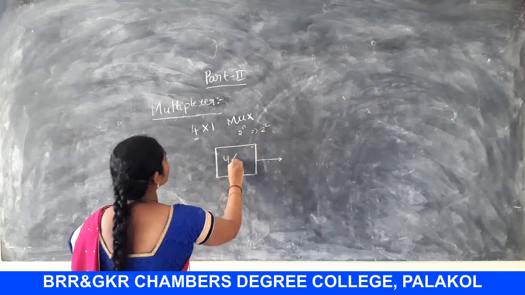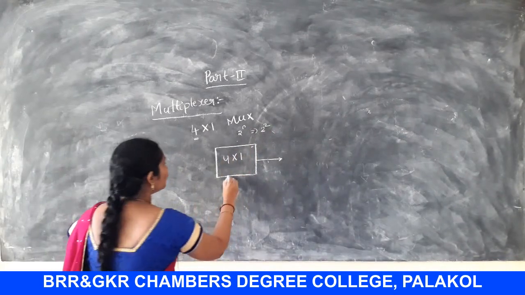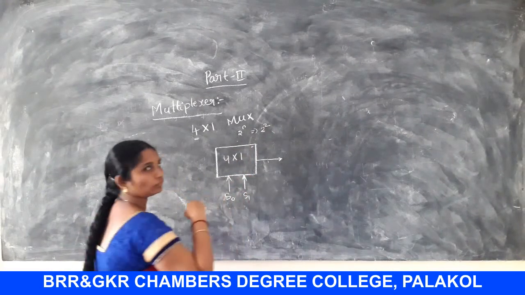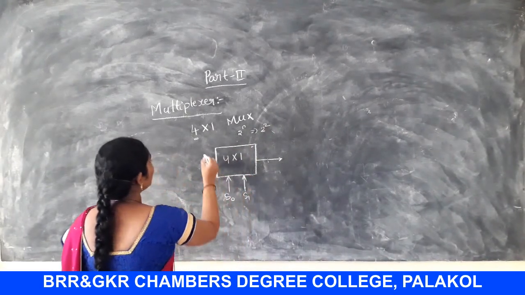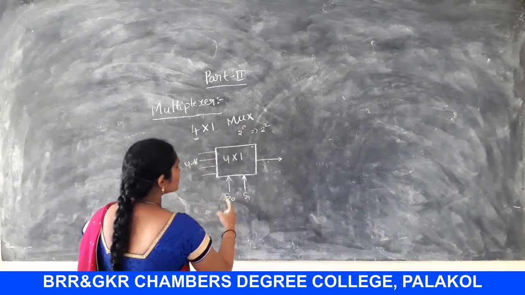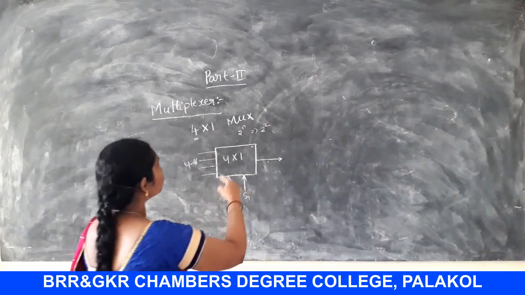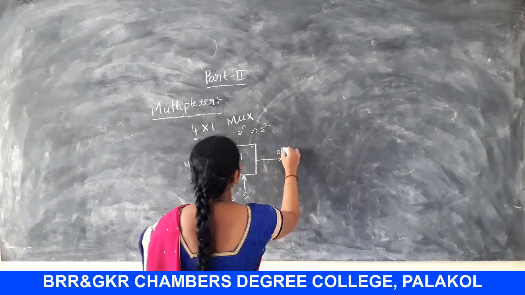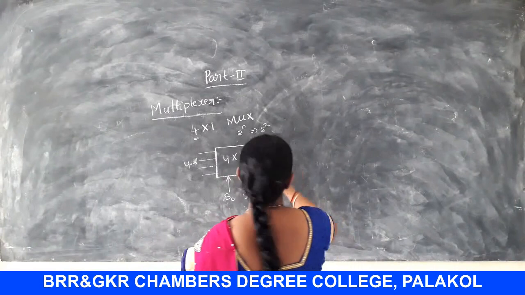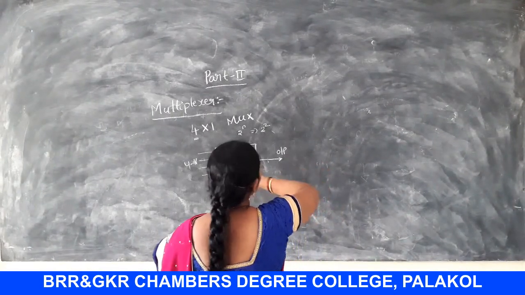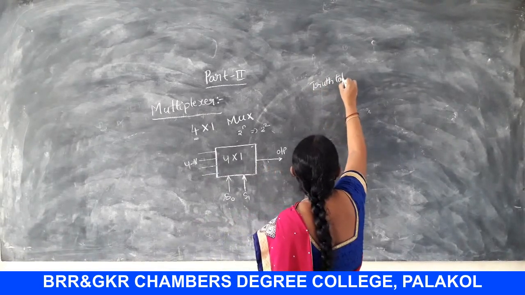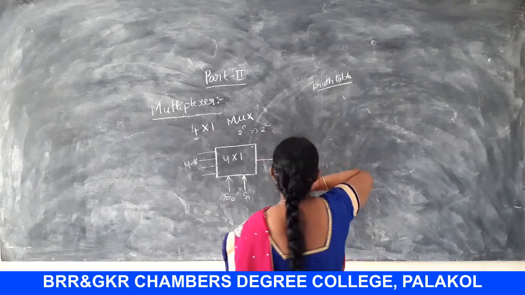Therefore, this 4 cross 1 multiplexer has 2 selection lines, those are S0 and S1. Depending upon the input lines, those are the 4 input lines, these 2 selection lines select one and a single output is produced. Next we will draw the truth table for this 4 cross 1 multiplexer.